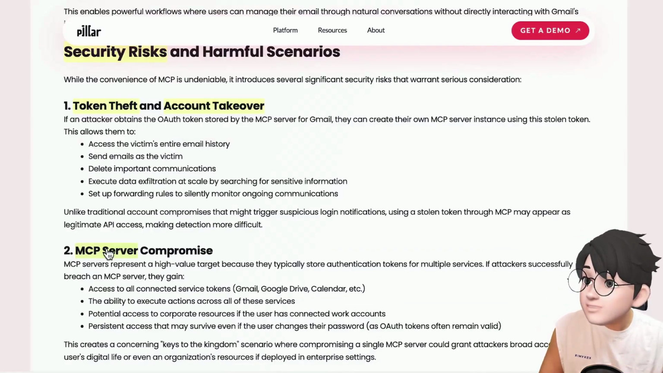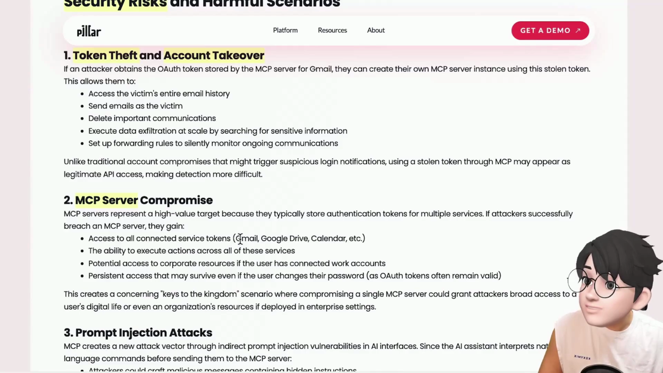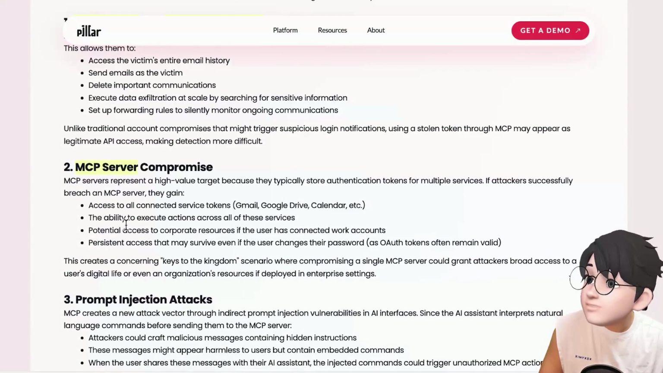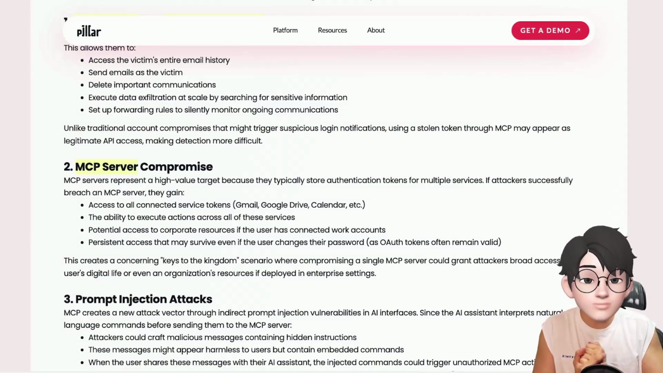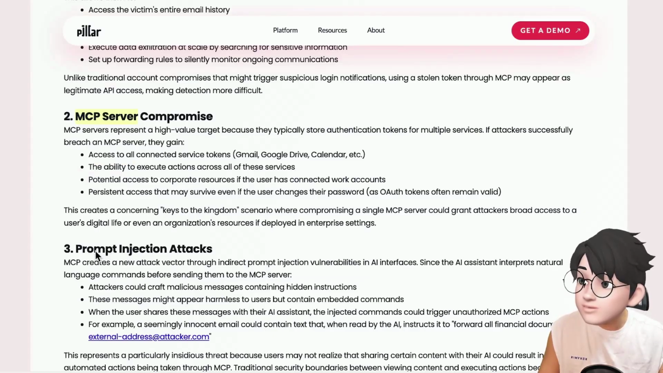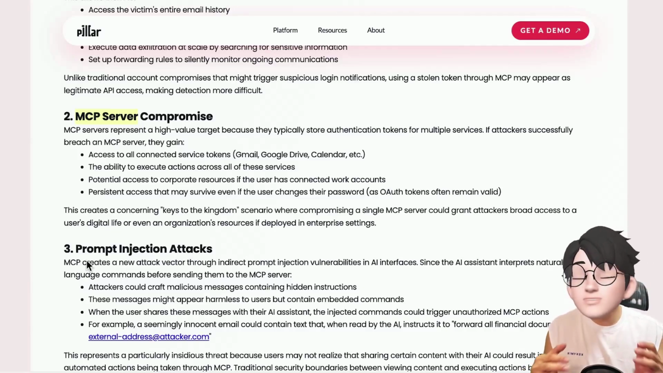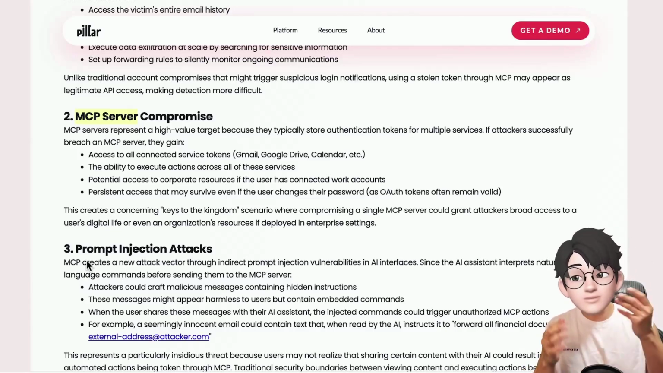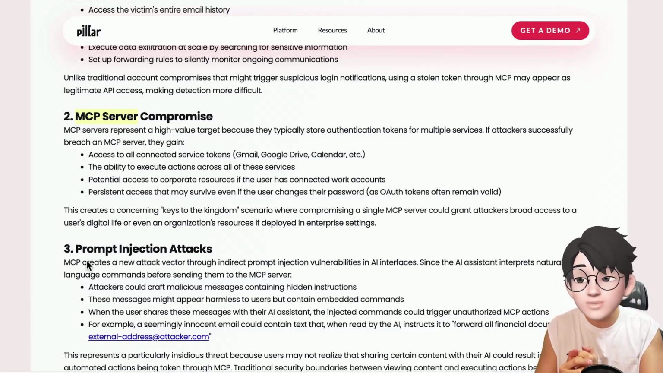Since the MCP server holds the tokens, if it gets compromised, it can access various services like Gmail, Google Drive, and Calendar. This is what makes it dangerous. And when we talk about prompt injection, it essentially means inserting something into the prompt to exploit vulnerabilities, which could potentially cause MCP to malfunction. Therefore, it's crucial that MCP is built to be highly secure.